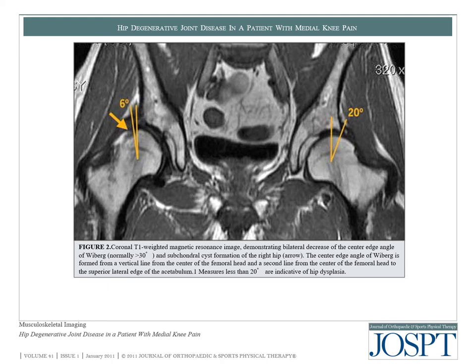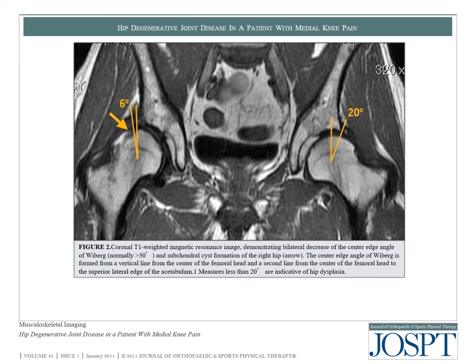In this particular case, we're looking at what they call the angle of Wiberg. The angle of Wiberg is formed by drawing a vertical line from the center of the femoral head, then a second line from the center of the femoral head to the superior lateral edge of the acetabulum. Any measures less than 20 degrees are going to be indicative of hip dysplasia.